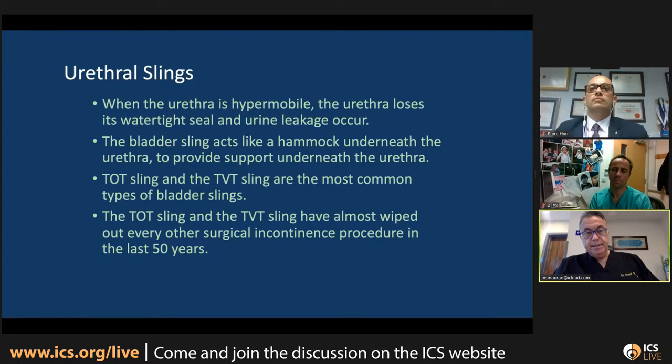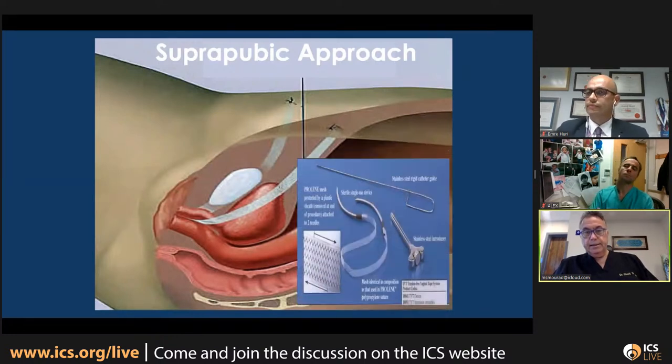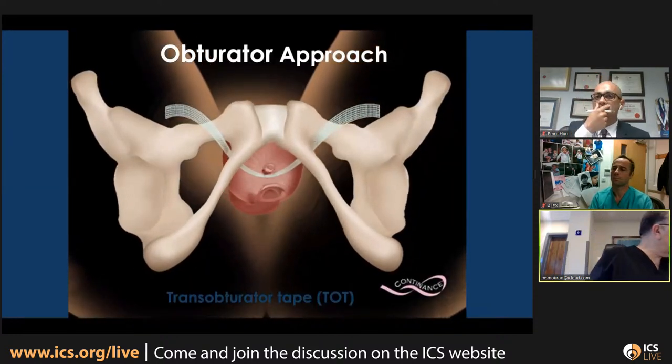The TOT sling and the TVT sling have almost wiped out every other surgical incontinence procedure in the last 50 years. They became very popular, and this is how it looks for the suprapubic approach. This is the typical TVT. And this is the transobturator approach.